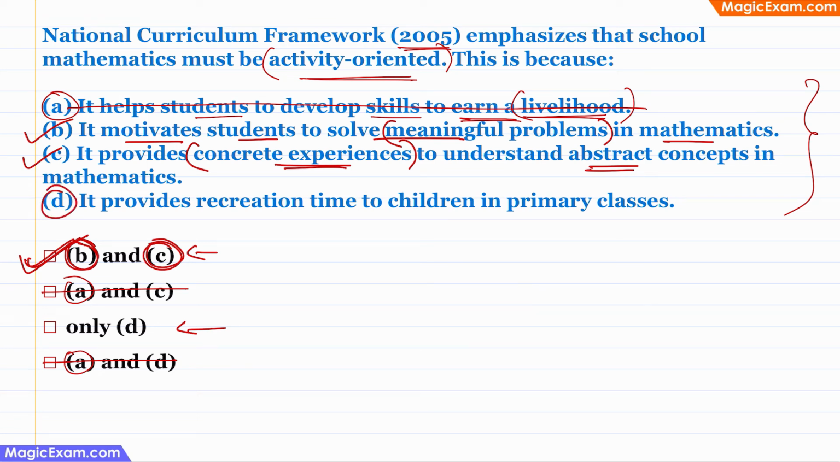Now D is incorrect. Why? Because it says it provides recreation time to the students. Now you are not teaching them mathematics for time pass. It's not for recreation. Therefore, this is incorrect.